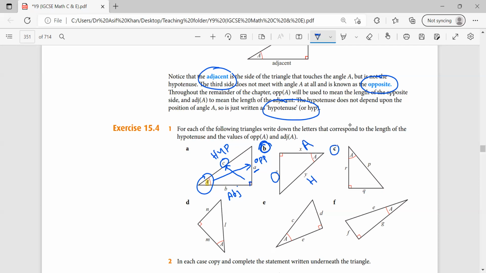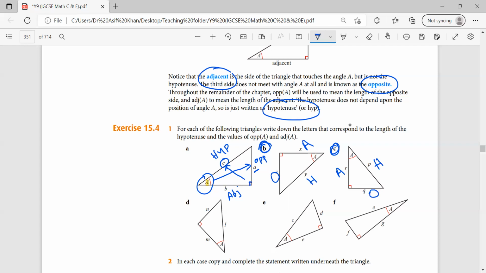For part C, Rehan. Yes, sir. P will be the hypotenuse. R will be adjacent. Q will be opposite, because only opposite is left over.